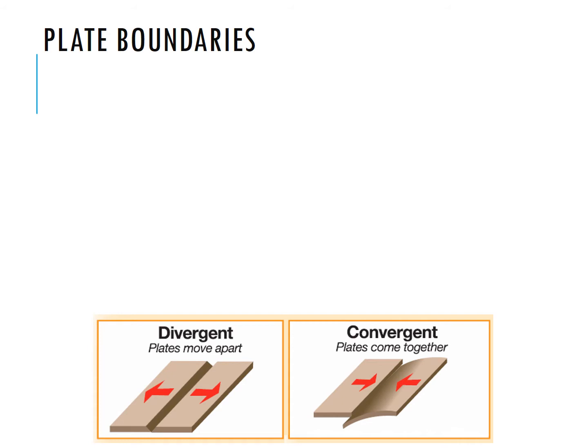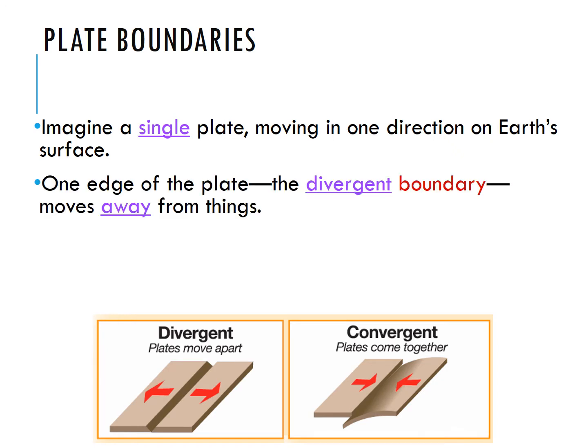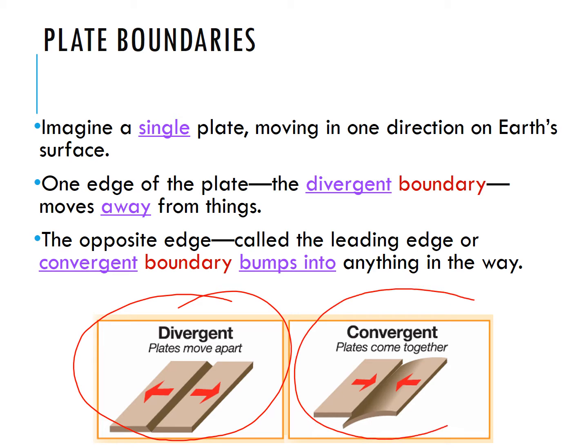Okay, so today we're going to start talking about plate boundaries. You have to imagine a single plate moving in one direction on the Earth's surface, where one edge of the plate is a divergent boundary, meaning that the plates are going to move away from each other, and on the other side would be a convergent boundary, where they're bumping into each other. So divergent, plates move away from each other. Convergent, they're coming together.